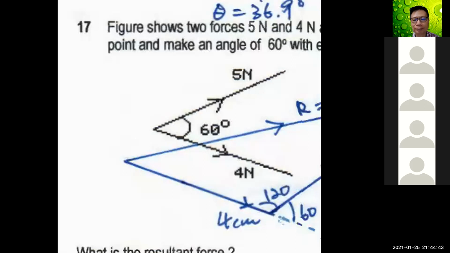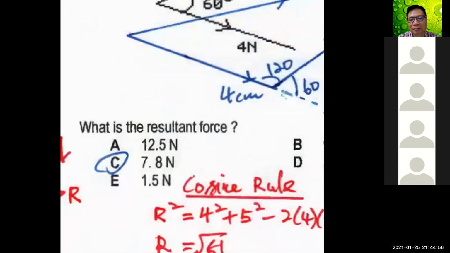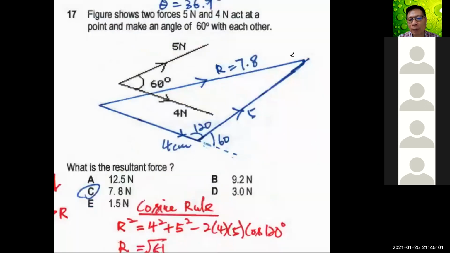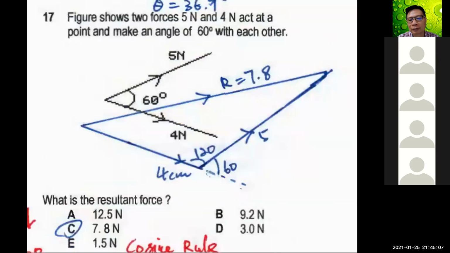So what is the answer? Someone got it already, I think. Nicole Tan says C. Yes, correct. Nicole, you are very good. If you draw properly, you get 7.8. With 60 degrees here, you measure 120 here. Then 4 cm, 5 cm. This angle is correct. Then you measure here, 7.8. You get the answer 7.8. That's it.